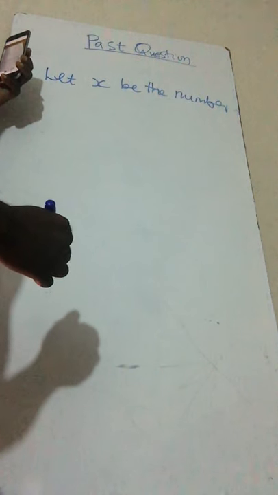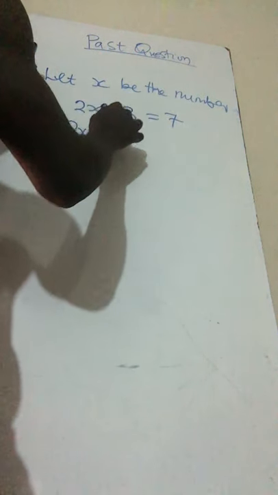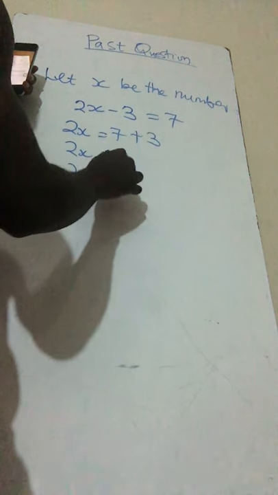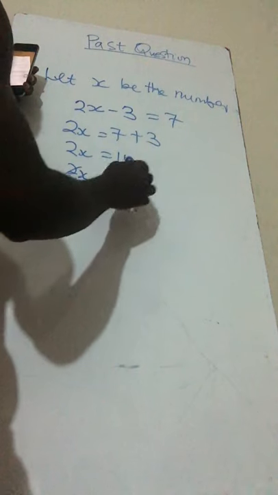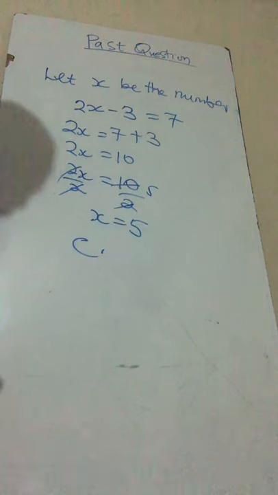To the last question. When 3 is subtracted from 2 times a number, so let x be the number. So this is 2 times a number, and then 3 is subtracted from this. The result is 7. So find x. So just 2x is equal to 7 plus 3. 2x is equal to 10. Divide both sides by 2. You get 5. So x is equal to 5. So the correct answer is C.